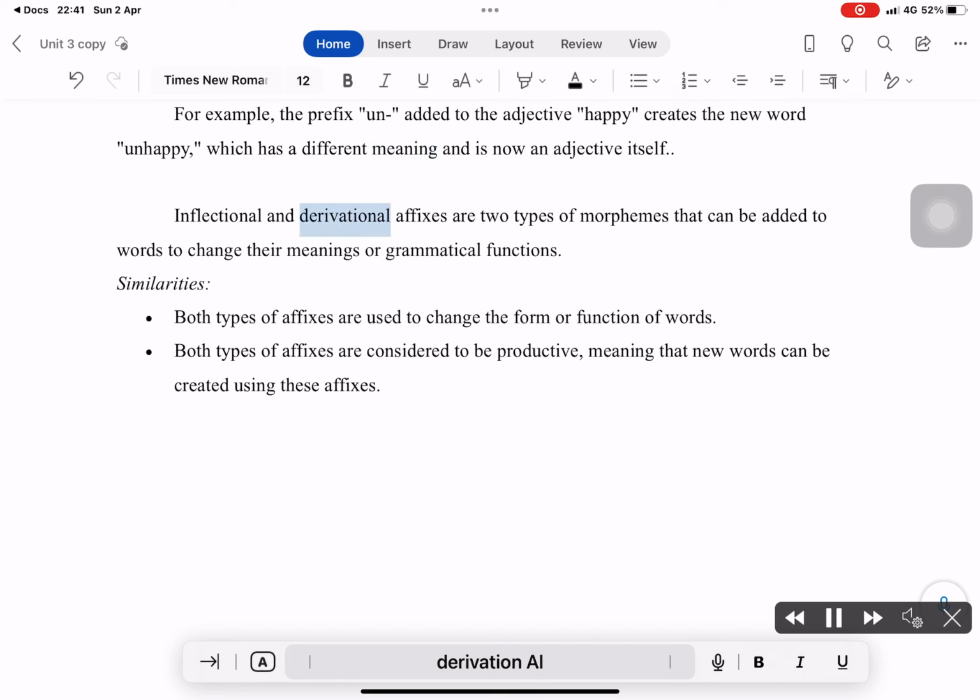Inflectional and derivational affixes are two types of morphemes that can be added to words to change their meanings or grammatical functions. Similarities. Both types of affixes are used to change the form or function of words. Both types of affixes are considered to be productive, meaning that new words can be created using these affixes.